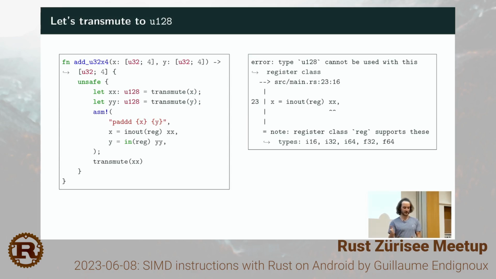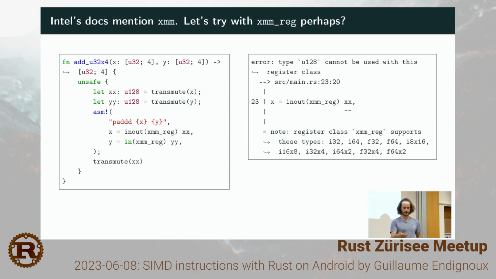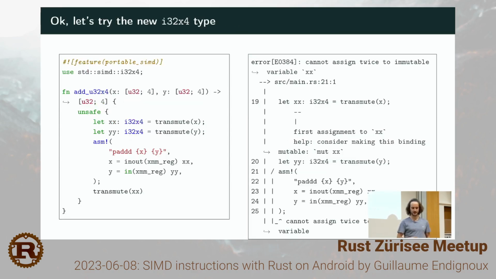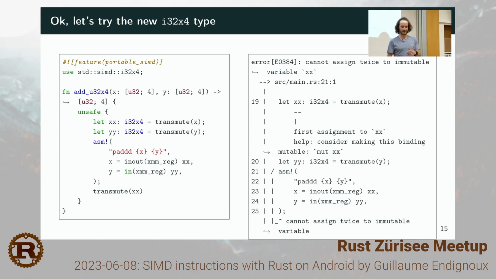It still doesn't work because this register class, according to the Rust language, doesn't support wider integers. So then looking a bit more at Intel's documentation, there is this XMM class of register, and indeed the Rust assembly macro has this class XMM reg. So we're getting somewhere, but still it doesn't support my 128-bit integer. So the next thing is to go back to the nightly compiler and then use this portable SIMD type, I32 times 4, which was recommended by the previous error.